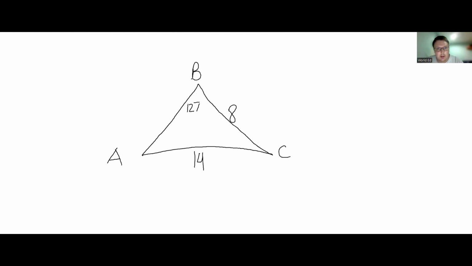All right, guys. So in the last video, we used law of sines to find a missing side. And in today's video, we will use law of sines to find a missing angle. So just in case you forgot the formula, here we go.